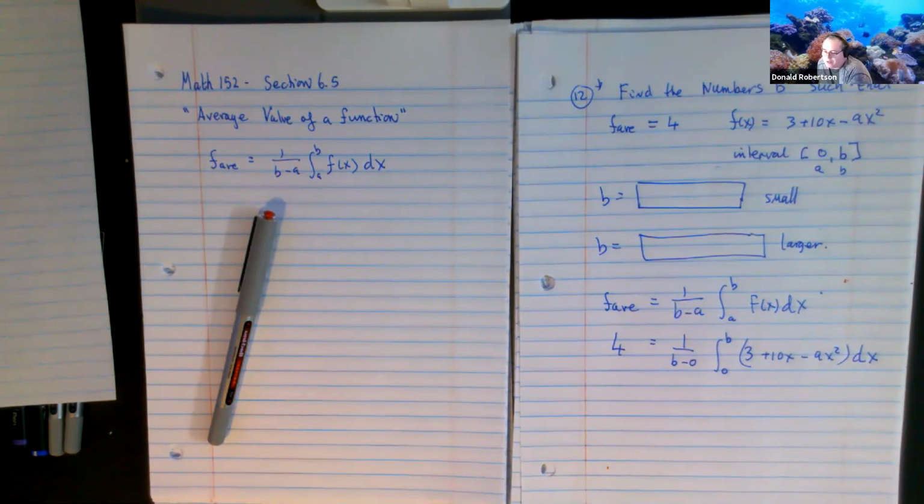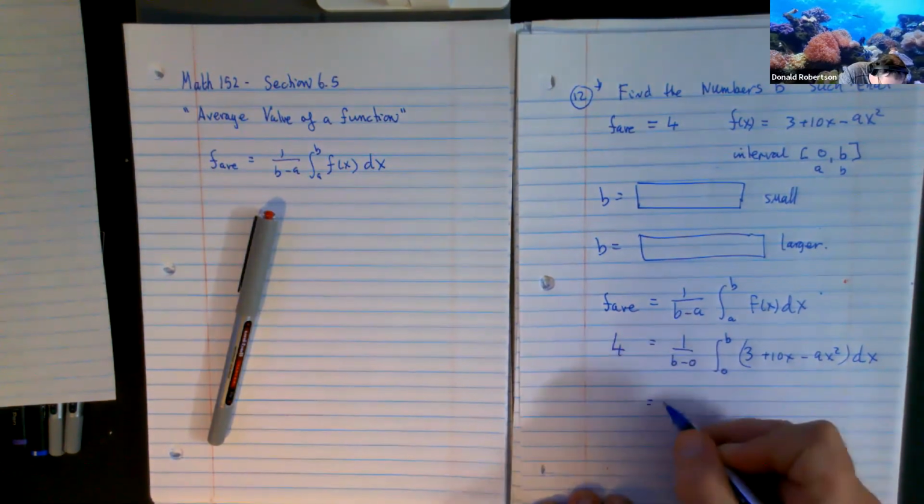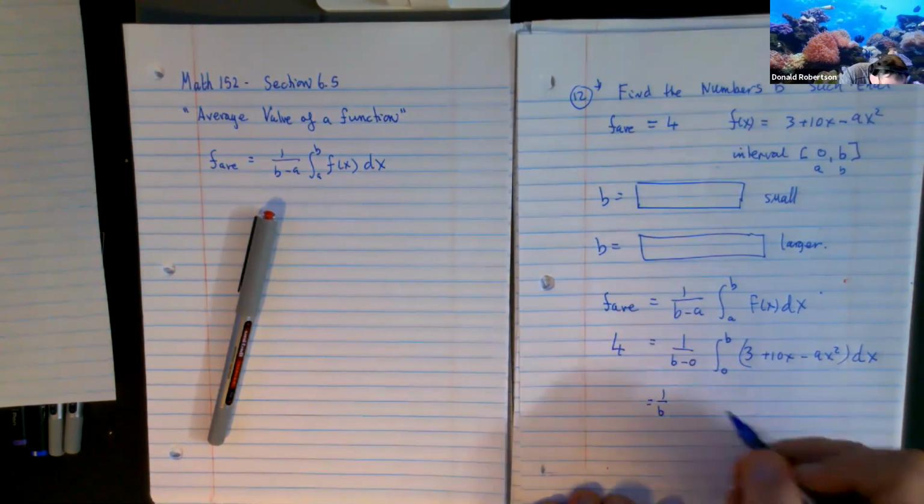So that's kind of where we are right now. I've put in everything I do know. In fact, when you think about it, the only thing I don't know is b, which is what they're asking us to get. Right, that is 1 over b.